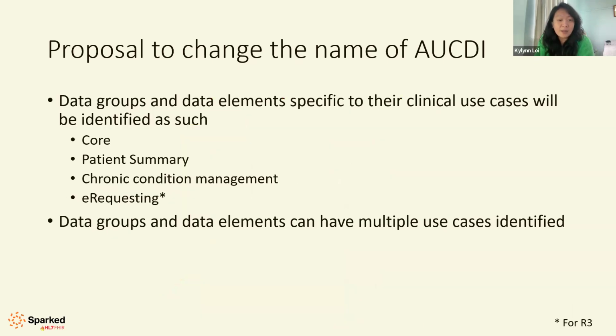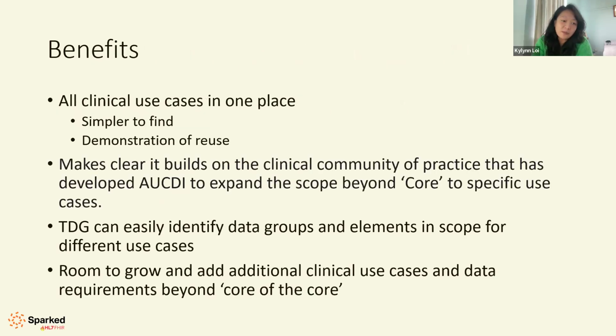So within AUCDI, we would then need to identify the data groups and data elements specific to their clinical use cases. So whether it's core, patient summary, chronic condition management, and then eRequesting in R3, and acknowledging that data groups and data elements can have multiple use cases identified. And then last slide, I think. What we see as the benefits for this is that all our clinical use cases will be in one place. It'll make it simpler to find, and it does demonstrate that reuse of the data groups. We wanted to make it clear that it builds on that clinical community of practice that's developed AUCDI to expand that scope beyond that core.